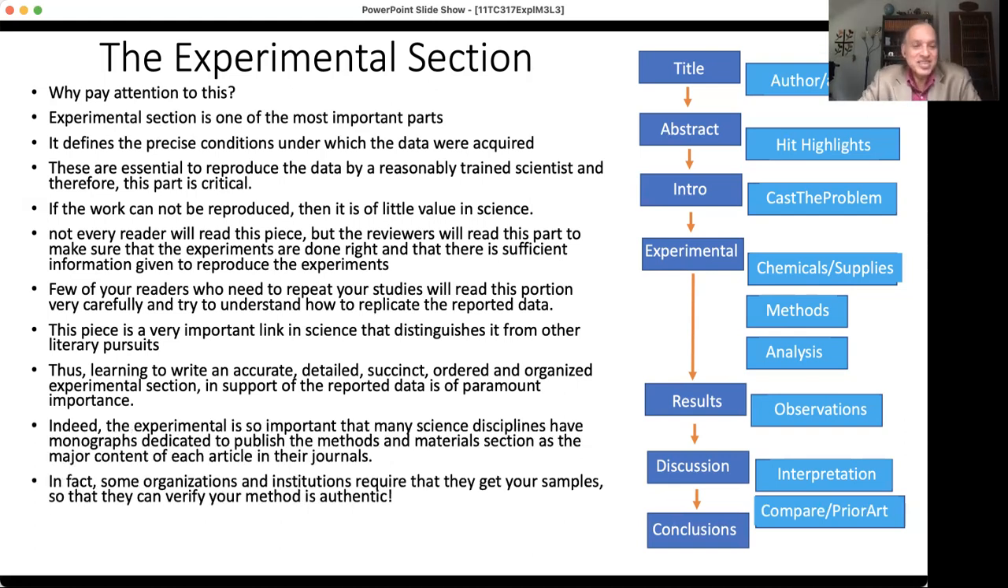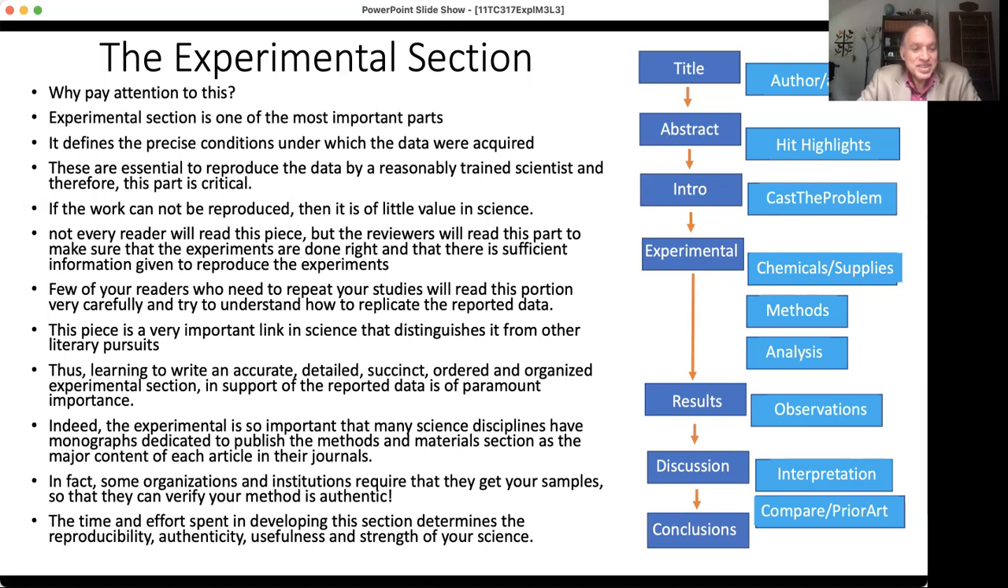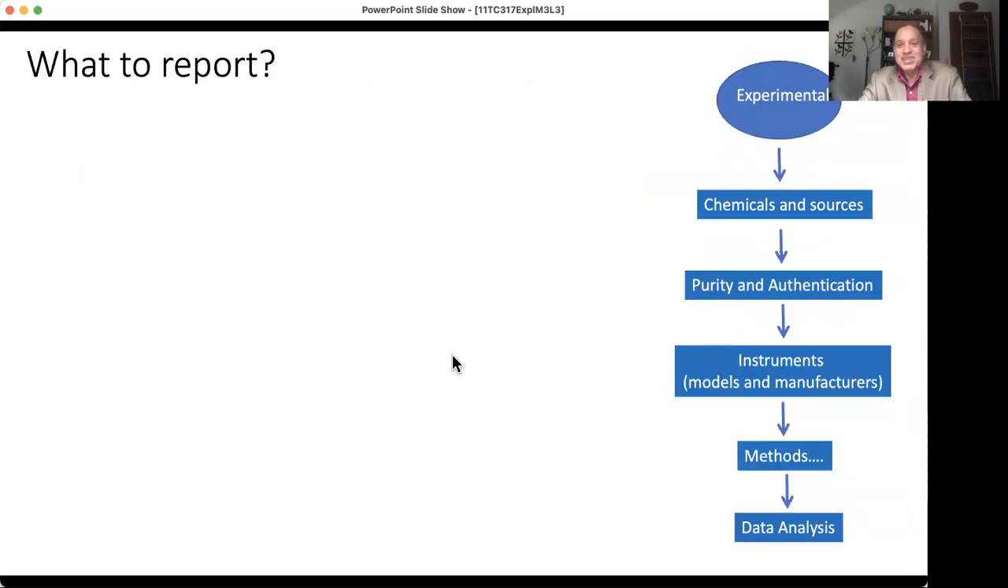And so that's the reason why we should do this. The time and effort spent in developing this section actually determines the reproducibility, the integrity, usefulness, and the strength of your science. So this is like the trunk of a tree, and this has to be robust and well developed for the tree to stand in wind and rain and whatnot. So this is, I think, really the most important piece in science, which should be given its due respect.